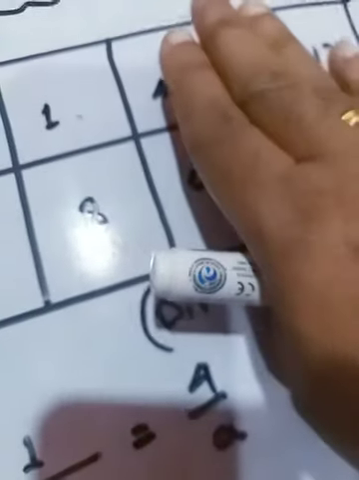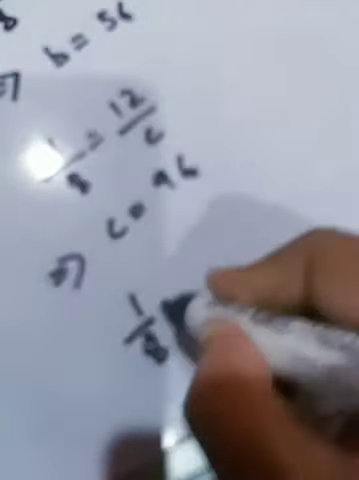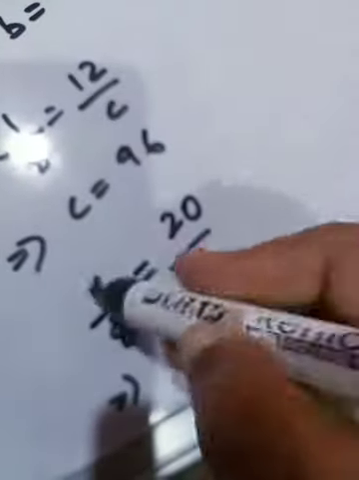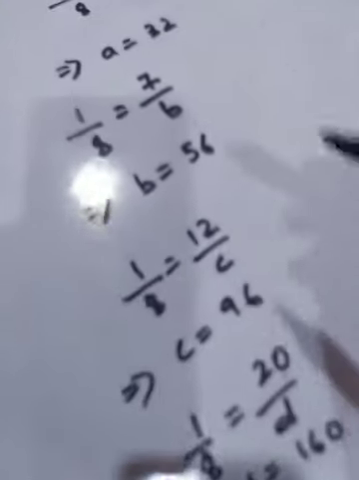Finally we'll get the value of D. For this, we will not concentrate on the other parts, only on 1, 8, 20 and D. We'll write 1 by 8 is equal to 20 upon D. Let's do the cross multiplication: D ones are D and 8 twenties are 160. Absolutely right. So these are the values of A, B, C and D.